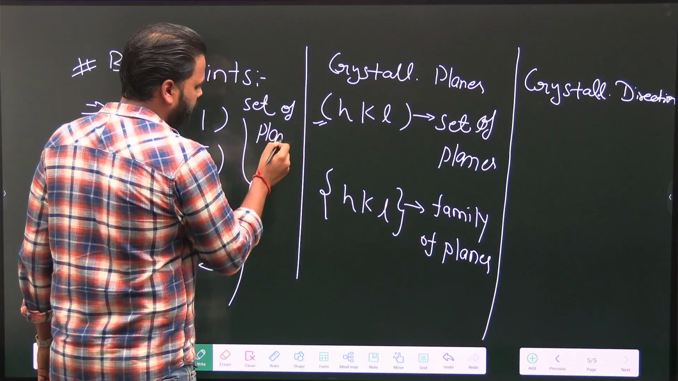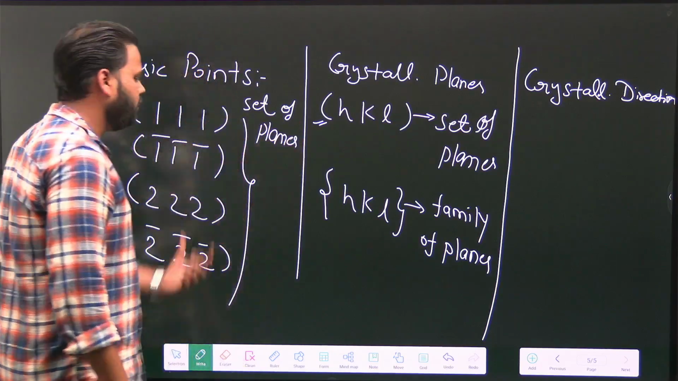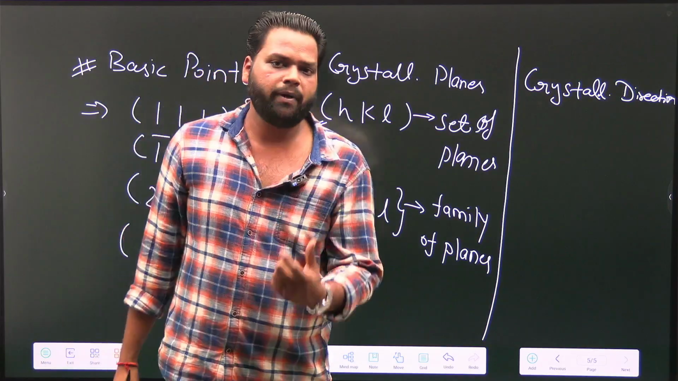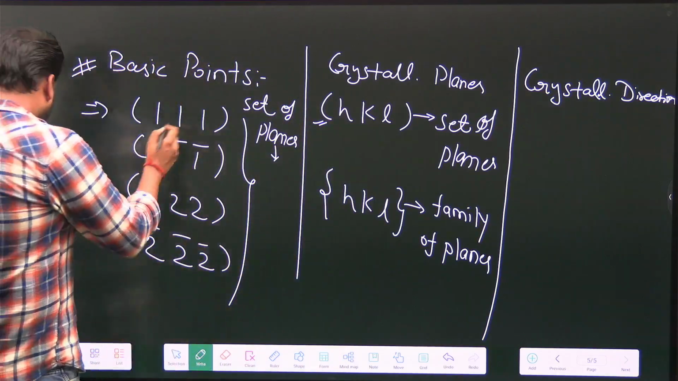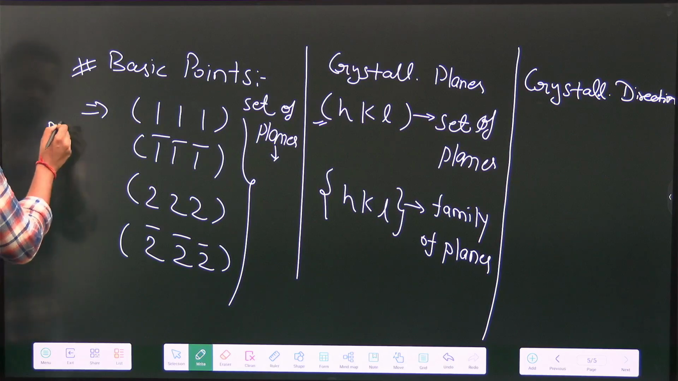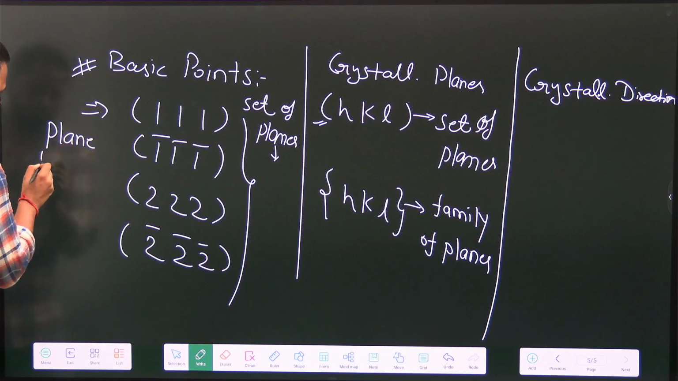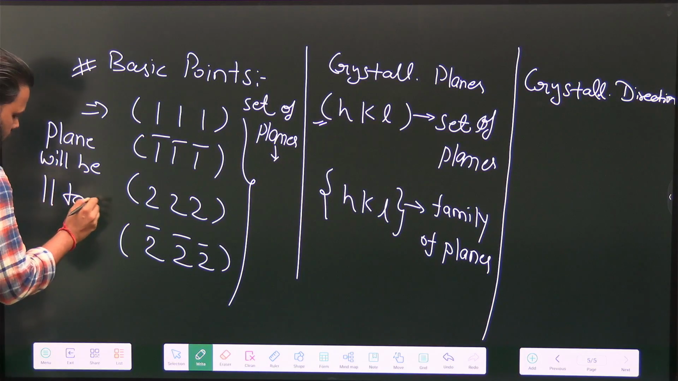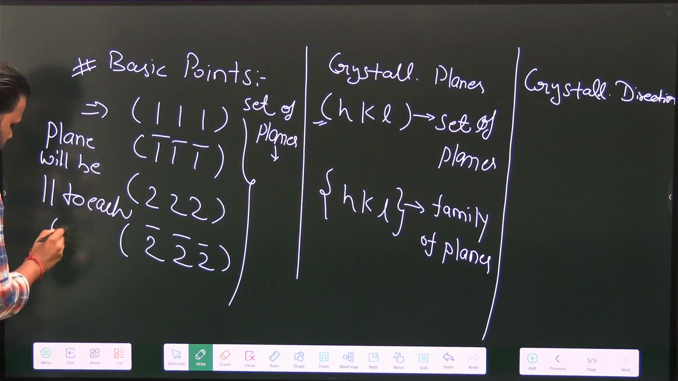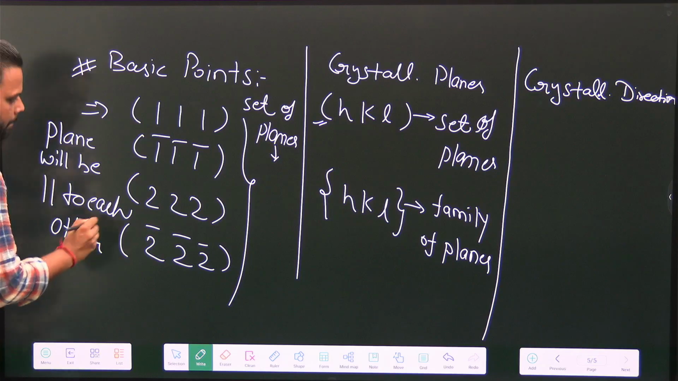आप ध्यान से समझिएगा, कंफ्यूज मत होना. This is called the set of planes. What is the main property of the set of planes? Set of planes की main property होती है that all these planes will be parallel to each other.